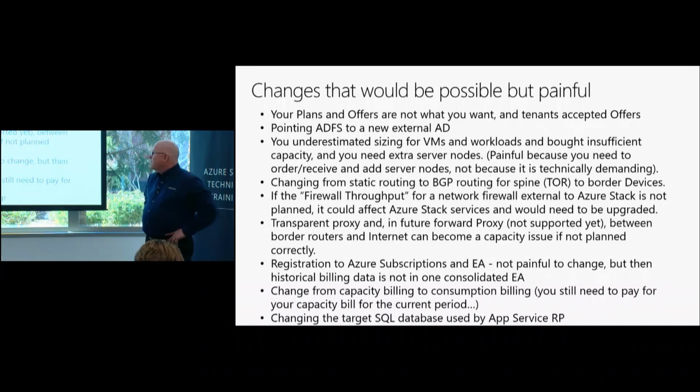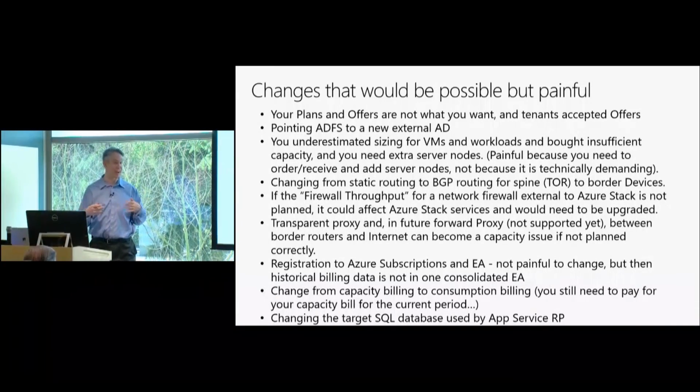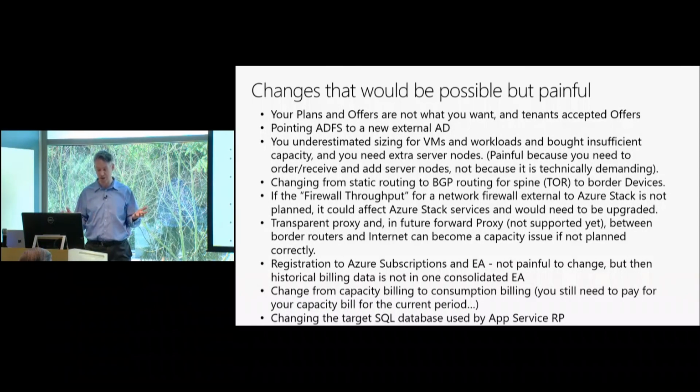If you wanted to change from static routing to BGP routing, you're obviously going to have to take an outage to do that. It's perfectly possible, but you can do that. If you have things outside of Azure Stack that you're sending traffic through and there's not enough network capacity there, that could be a problem. So those could be firewalls, it could be a transparent proxy, or in the future, an actual forward proxy. So if those things are starving you of bandwidth, then you have to fix those things.